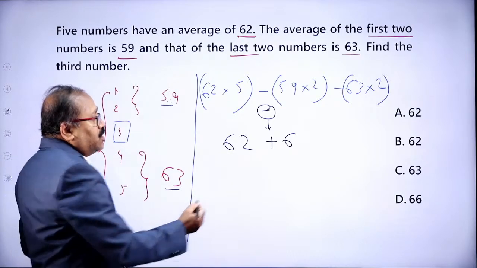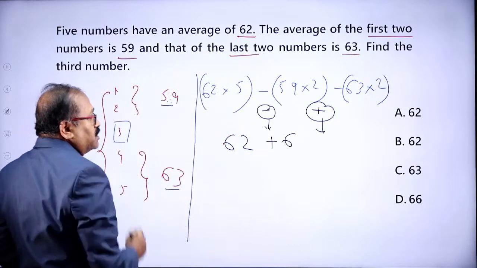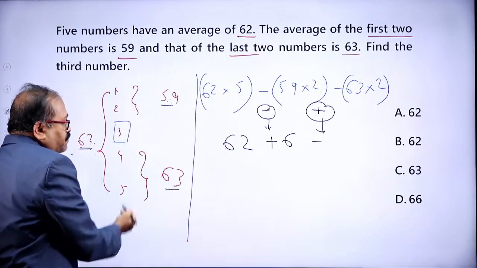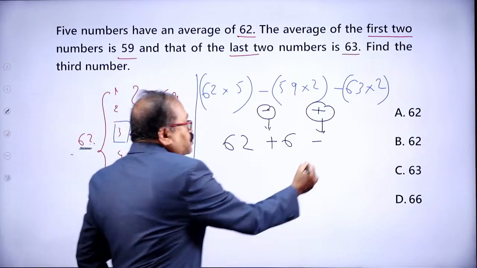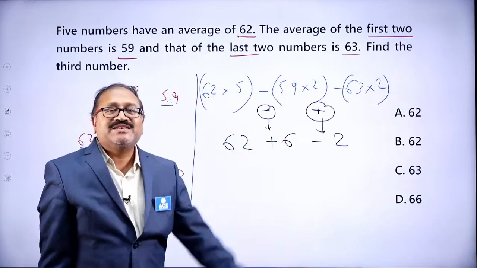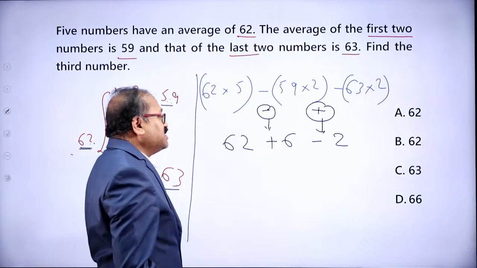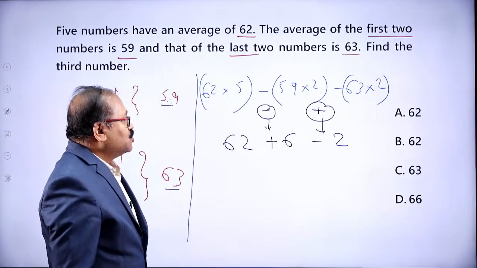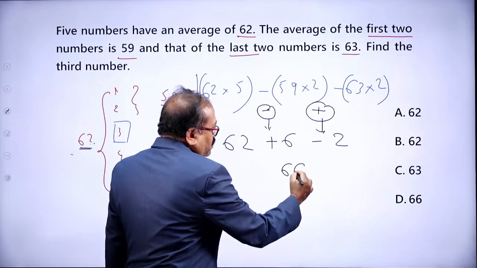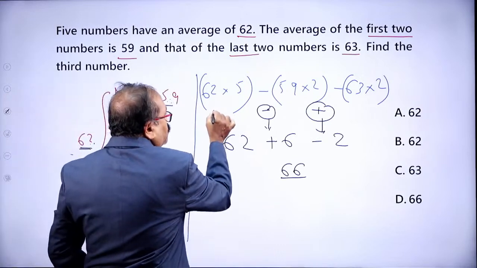So 2 into 1. If it is more, then my sign will be reversed in order to get the missing number. So that will become minus here, and the average is 1 more for 2 numbers. So 2 into 1 is 2. So by doing so, you directly get the answer. You don't need to go for these many calculations. So my friends, look at this one. That is 62 plus 6 and minus 2. That is nothing but 66. That's your answer.